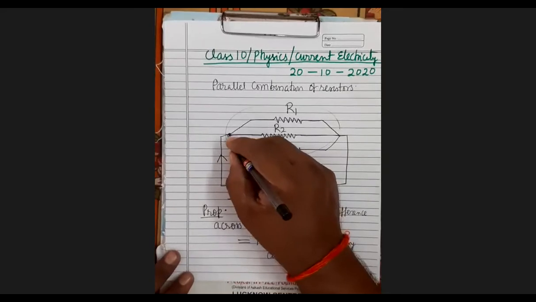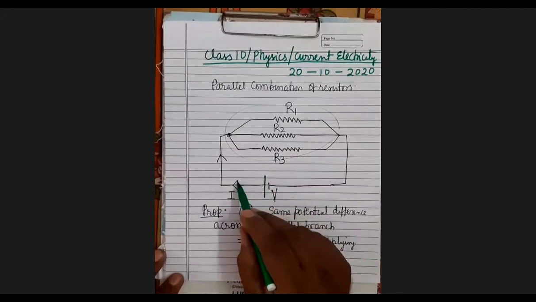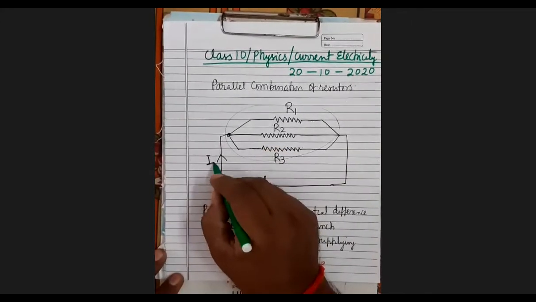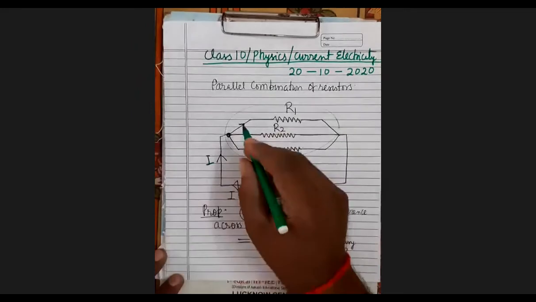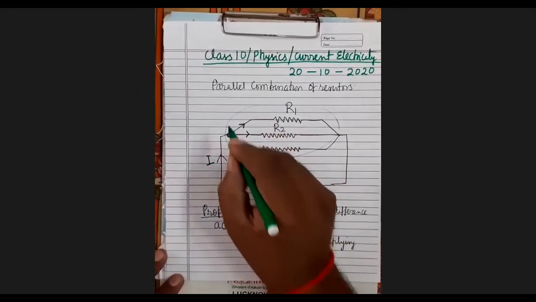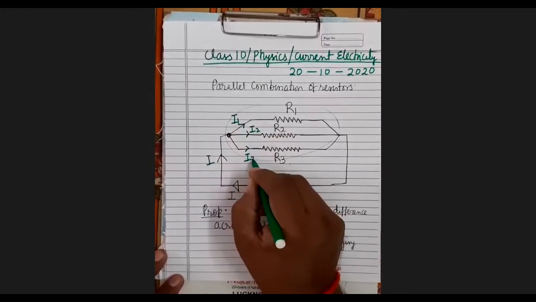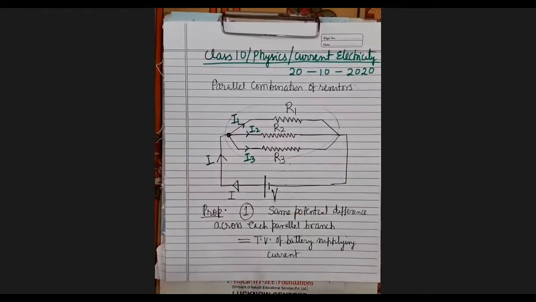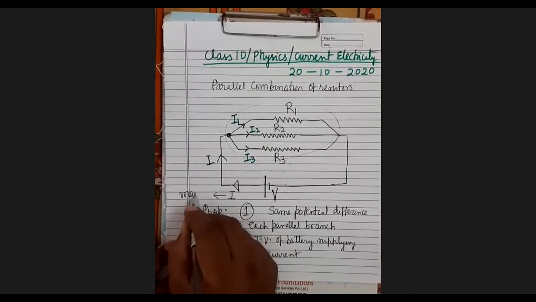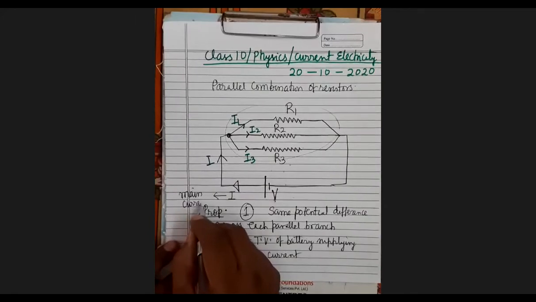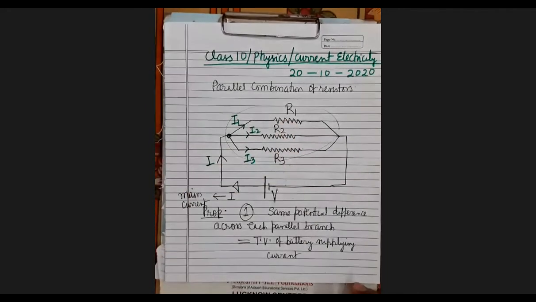Now, what will be about the current? Suppose current I has come out from the positive terminal of the cell. When this current reaches this point, what will happen? It divides into three parts. Some current goes in this direction, some in this direction, and some in this direction. Suppose this is I1, this is I2, and this is I3. This is called the main current. The main current will divide in the different branches according to their resistance.